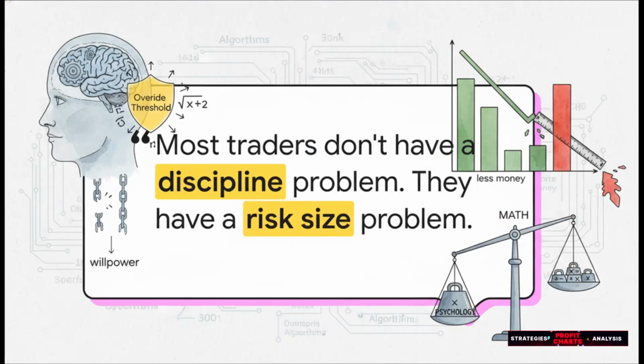This leads to probably one of the most powerful mindset shifts in all of trading. If you find yourself constantly breaking your rules, you don't need more willpower. You need to risk less money. It's that simple. By reducing your position size to a level that keeps you below your personal override threshold, you keep the logical part of your brain in the driver's seat. The solution isn't about psychology, it's about math.